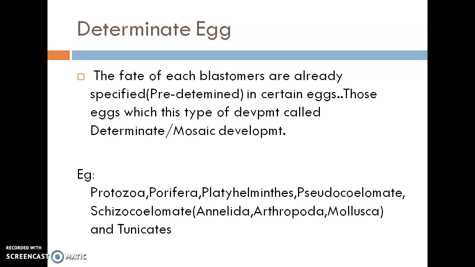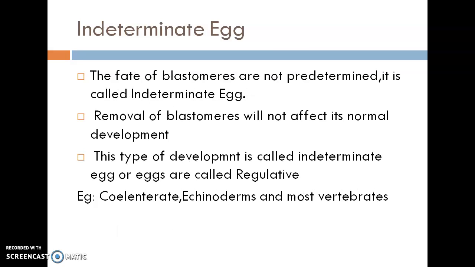Then indeterminate is just the opposite of the determinate egg. Here the fate of blastomeres is not predetermined. This is called an indeterminate egg. Here the removal of a blastomere will not affect its normal development. These types of eggs are called regulative eggs. For example, Coelenterata, Echinodermata, as well as most vertebrates.